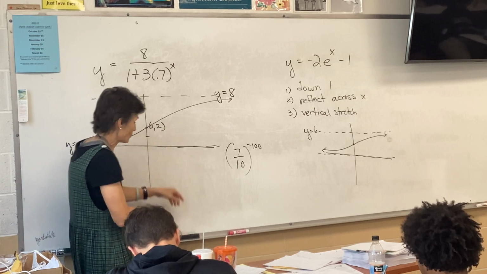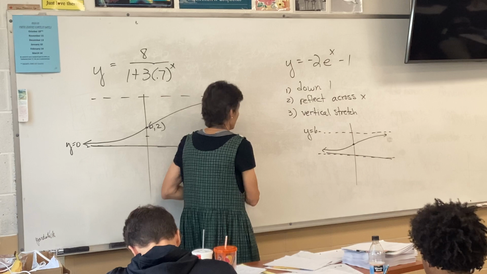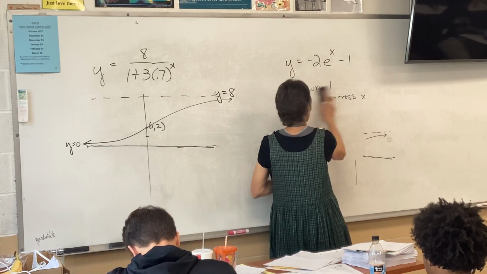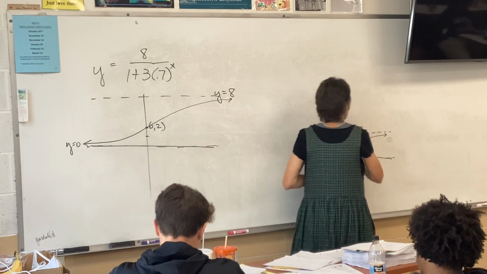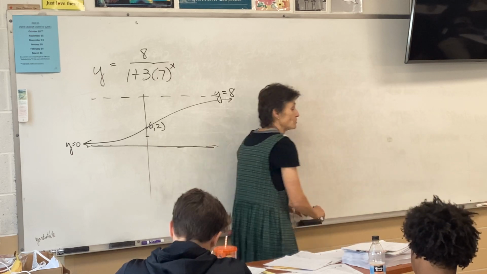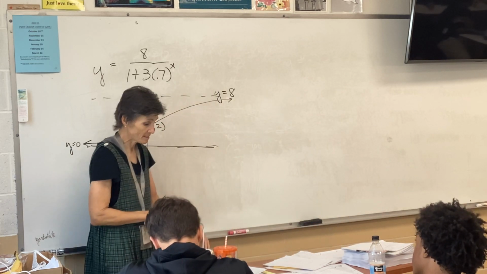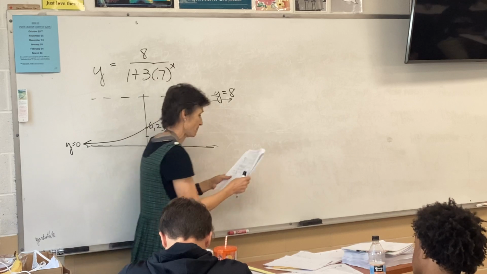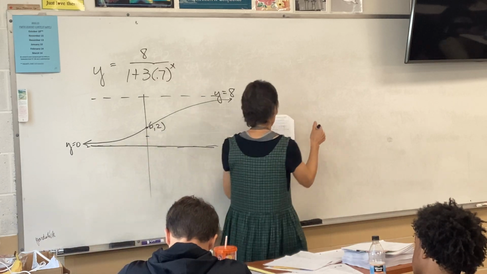Your asymptotes in a logistic function are the end behaviors. So to find end behaviors, you simply figure out what happens as x gets really, really big and really, really small.